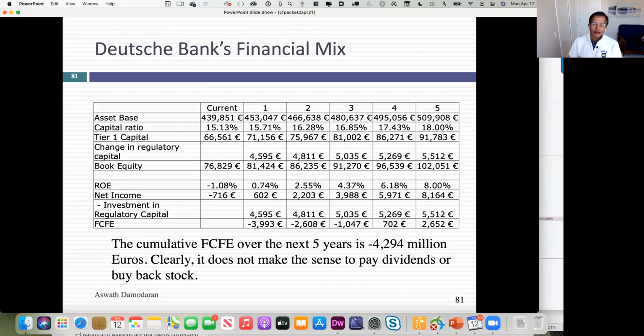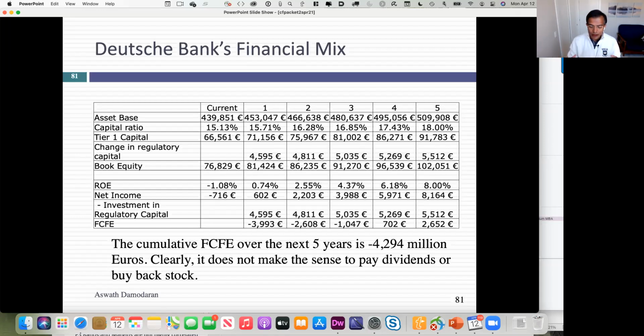In 2013, I took a look at Deutsche, a bank I revisit every few years. In 2013, Deutsche was in trouble. It had negative return on equity. And in this table, all I've done is estimate how much they will need to raise, and they were undercapitalized.